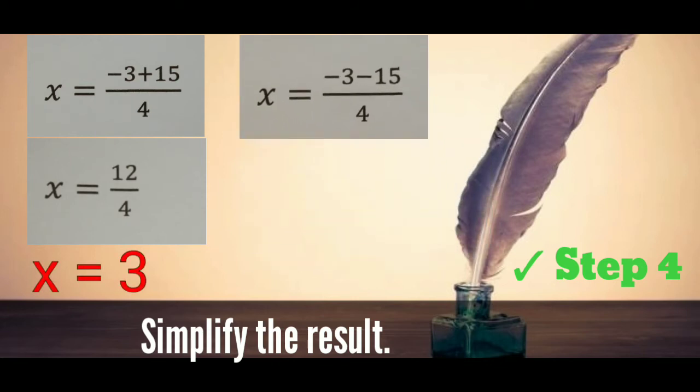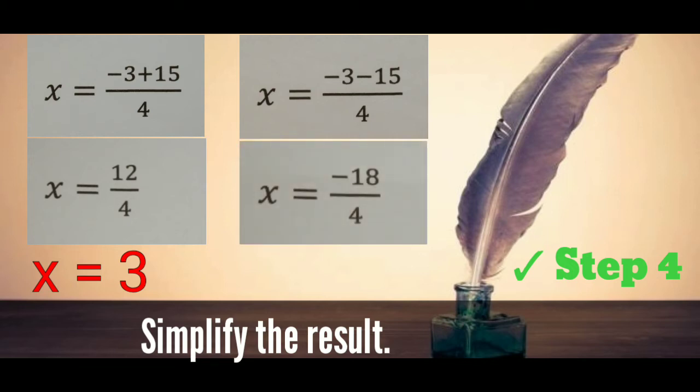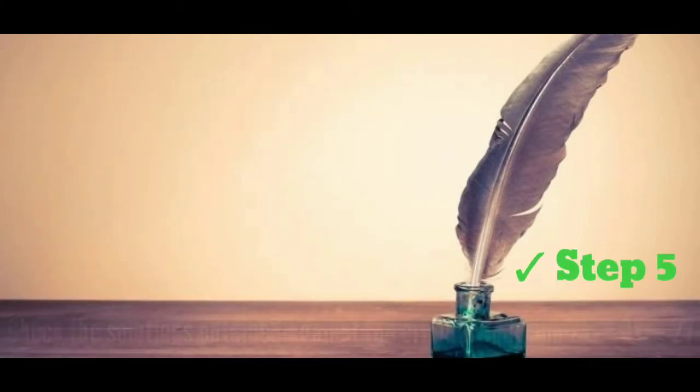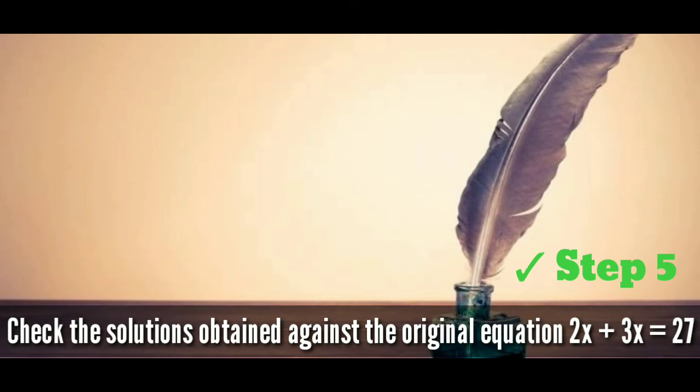And now, let's solve x equals negative 3 minus 15 over 4. So negative 3 minus 15 is negative 18 over 4. Negative 18 over 4, let's simplify, it's negative 9 over 2. So we have x equals negative 9 over 2. Step 5. Check the solutions obtained against the original equation, which is 2x squared plus 3x equals 27.